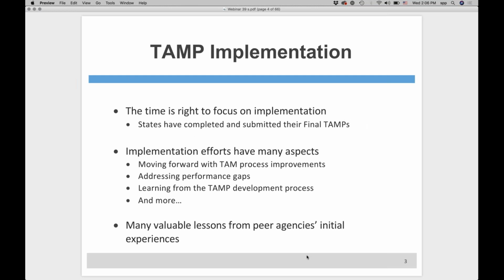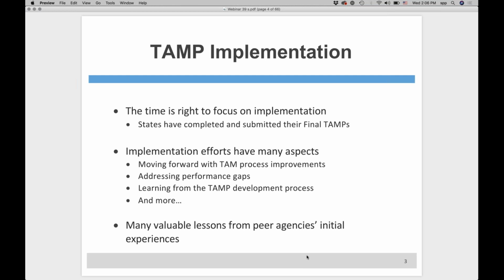This is a great time to look at implementation now that states have completed and submitted their final TAMPs. Federal Highway is busy reviewing them. I think it's 8 states already have had their processes and consistency determination approved by Federal Highway. Many states are in the final stages of just making tweaks or addressing minor comments. The focus turns to implementing the process improvements and addressing some of the gaps identified in the TAMP, and also taking a look at some of the issues, challenges, and especially the lessons learned through the TAMP development process itself.